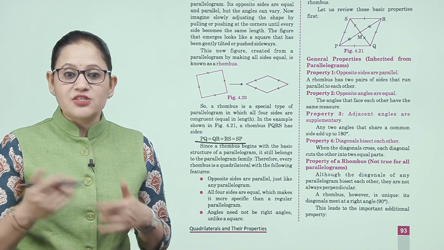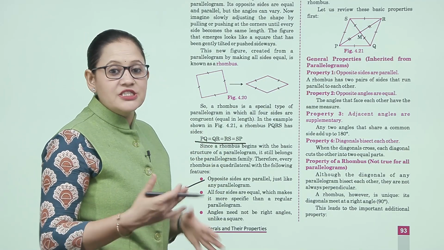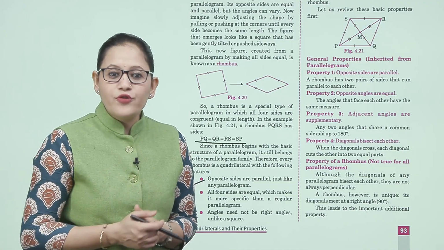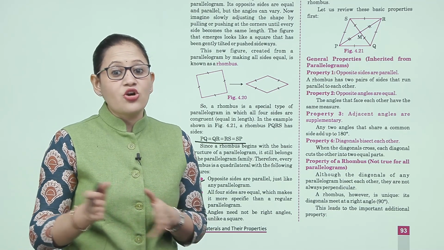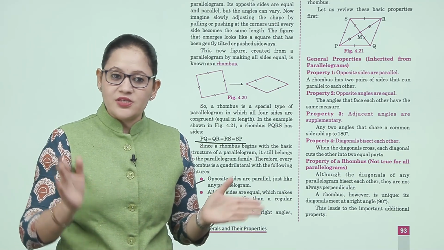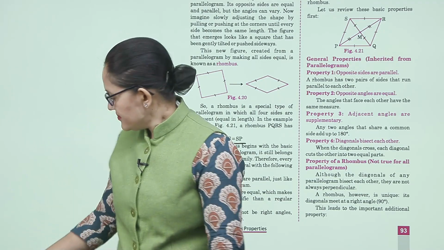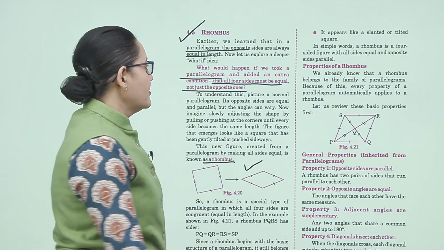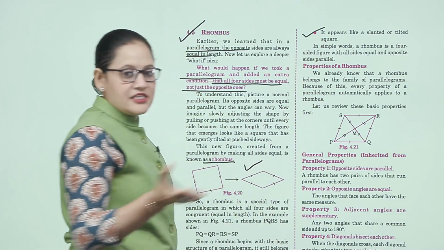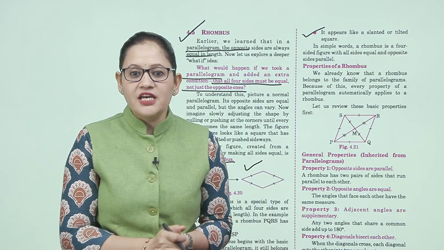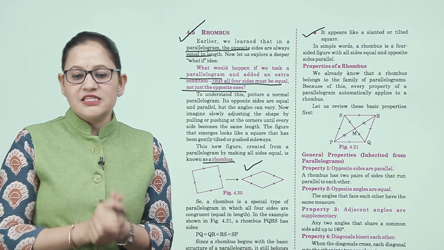Therefore, every rhombus is a quadrilateral with the following features. Opposite sides are parallel, just like any parallelogram. All four sides are equal, which makes it more specific than the regular parallelogram, and angles need not be right angles, unlike a square. So all these conditions meet in a rhombus. Clear? Now it appears like a slanted or tilted square, as we have seen in the figure. In simple words, the rhombus is a four-sided figure with all sides equal and opposite sides parallel.